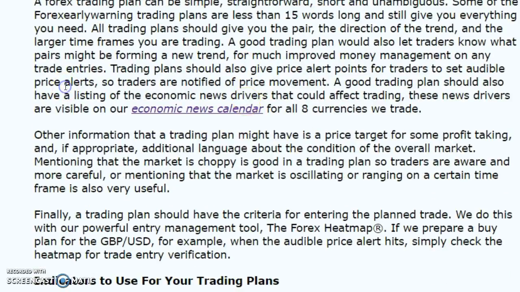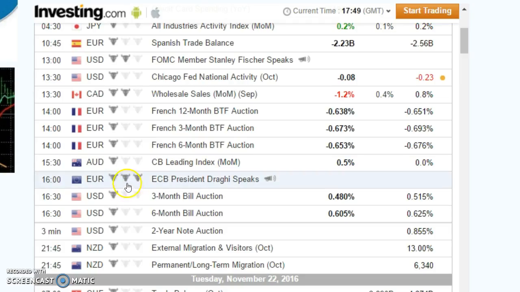The other thing we incorporate into our trading plans is the economic news calendar. If you click on that link, you can go to the economic news calendar. Whenever we see a strong news driver in the calendar, we can incorporate those into our trading plans.